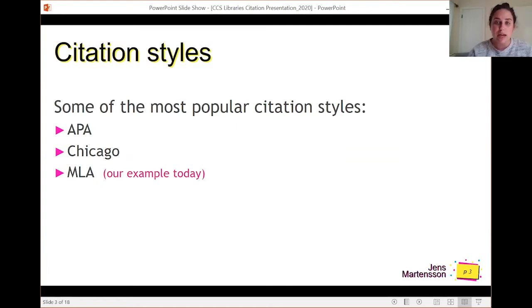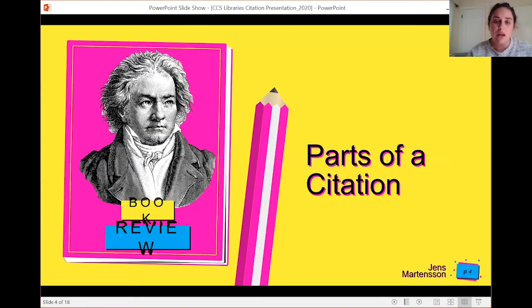There's different citation styles, and the one that is commonly used at CCS and that we're going to be talking about today is MLA. Other styles are Chicago and APA, so different disciplines use different kinds of styles, and there's different rules for different citation styles. Within a discipline, they allow different people to understand the rules and, again, help other researchers or readers of your paper to find information easily that you're talking about. So there's different parts of a citation, and I want to go through that with you now.